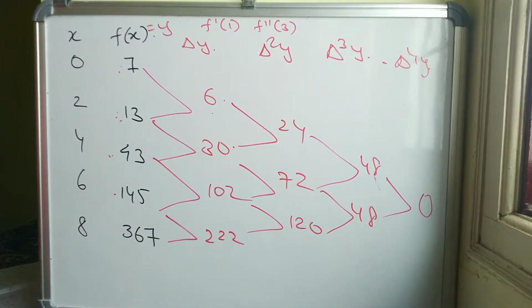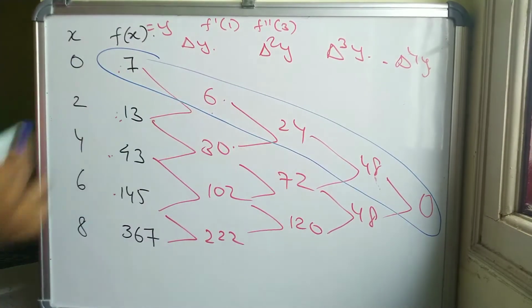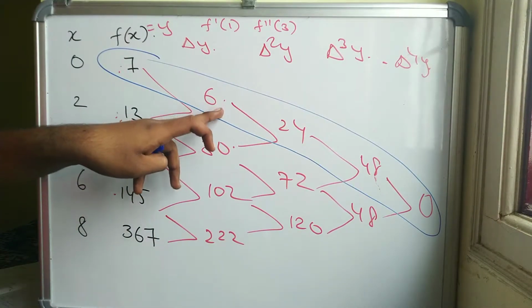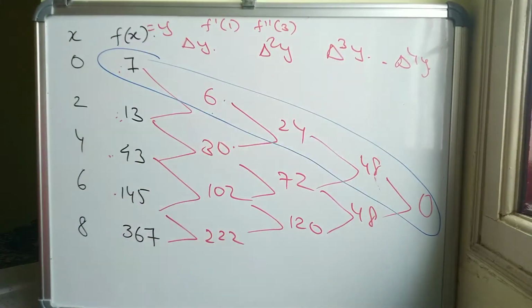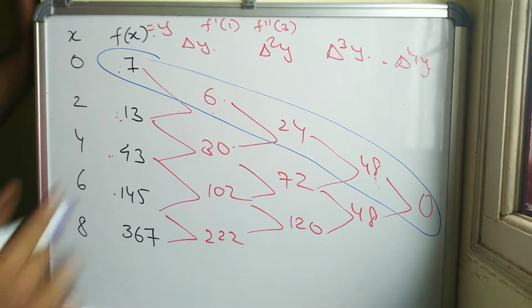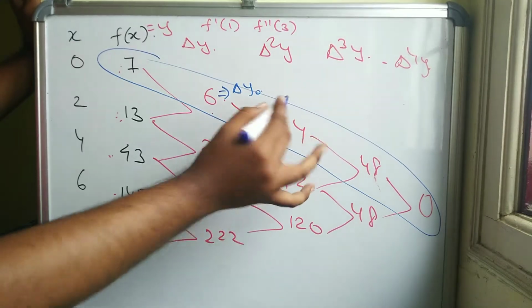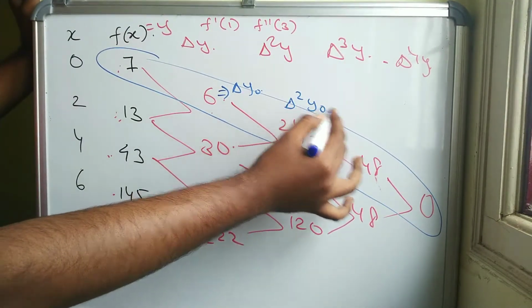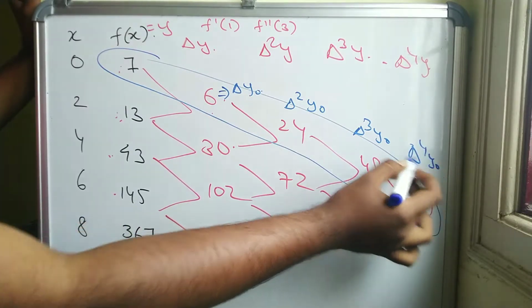Okay, so here you need to observe only these values: delta y1, delta square y1, delta cube y1, delta power 4 y1. This is y naught. Okay, so fine, we'll proceed. So basically this is delta y naught. Not y1. This is delta square y naught. This is delta cube y naught. This is delta power 4 y naught.